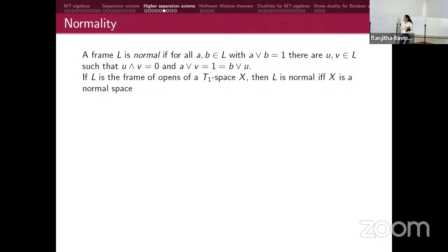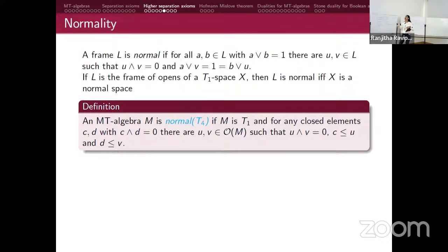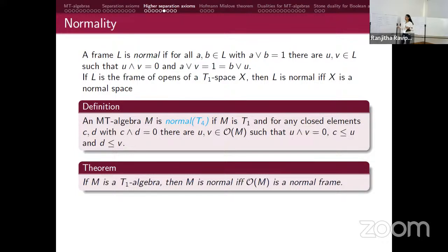So it pretty much follows to have the same kind of definition for us: a modal algebra is T4 if it is T1, and for any closed elements C, D with C meet D equal to 0, there exist open elements U, V such that U meet V is 0, C is below U, and D is below V. If you recall normality in topological spaces, it's simply this: you have two disjoint closed sets, then you can find disjoint open sets such that one closed set is inside one open set and the other closed set is inside the other. It's exactly the same thing happening with elements now. So I can conclude that if M is a T1 algebra, M is normal if and only if opens of M is a normal frame.